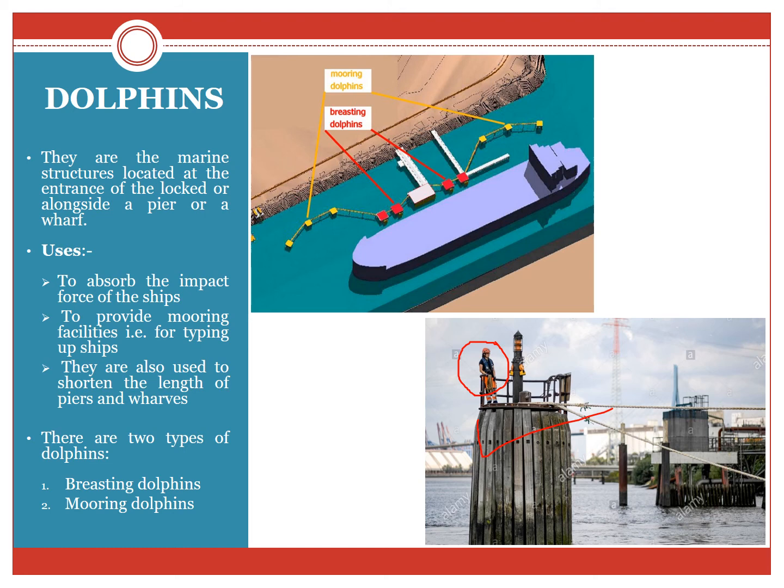Now, dolphins are of two types. If they are connected to any of the other structures, either jetty or pier, those are known as breasting dolphins. And the dolphins that are used for the mooring of ships, meaning tying up of the ships, are known as mooring dolphins.